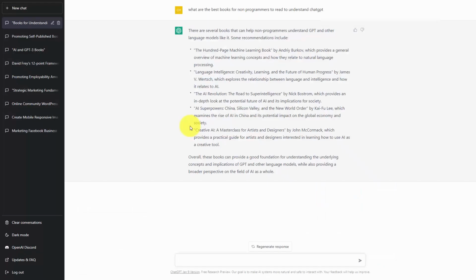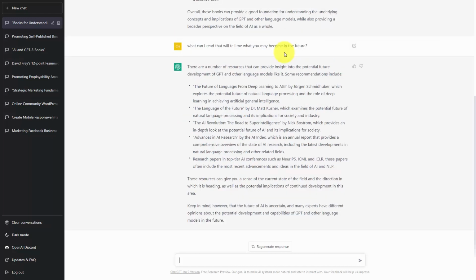And of course, you can ask ChatGPT what the best references are about itself. In some cases, ChatGPT will tell you about books. In other cases, ChatGPT will tell you about research papers that you can read to determine where the platform should be going.